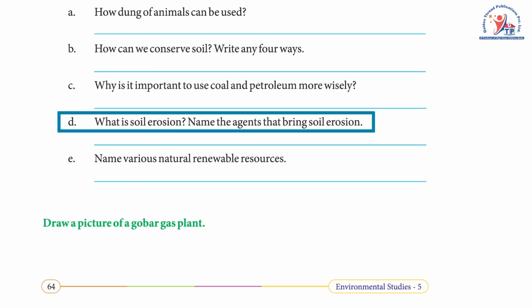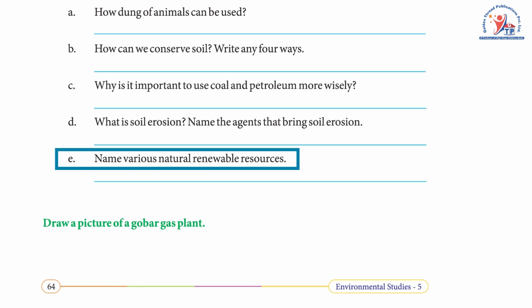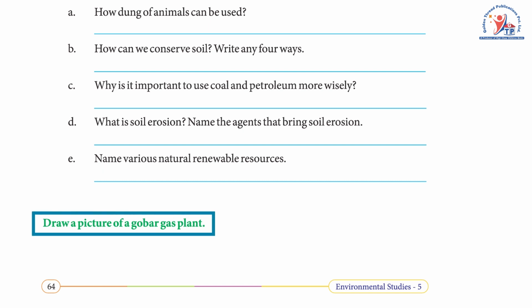D. What is soil erosion? Name the agents that bring soil erosion. Answer: the carrying away of soil from one place to another is called soil erosion. The 2 agents that bring soil erosion are water and wind. E. Name various natural renewable resources. Answer: the various natural renewable resources are sun, water, wind, and dung of animals. Draw a picture of Gobar gas plant.